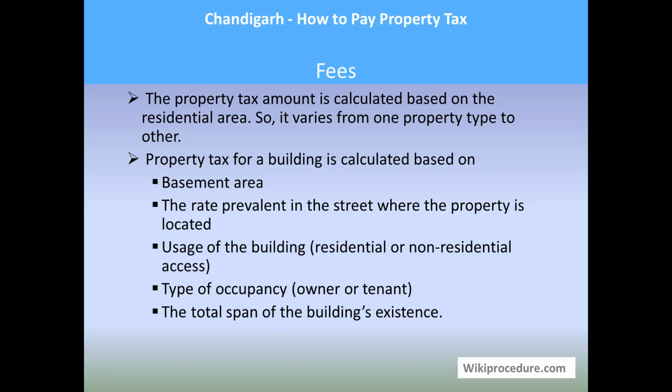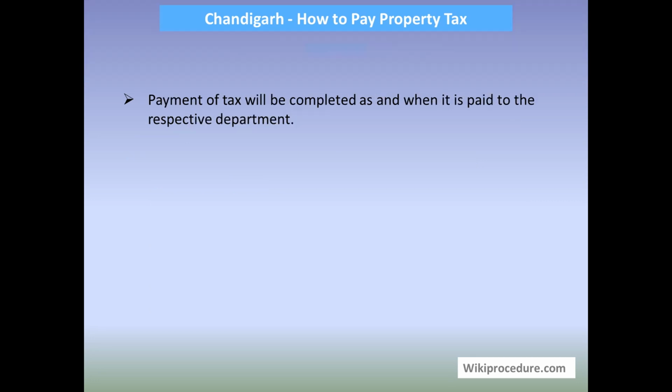Property tax for a building is calculated based on the basement area and the rate prevalent in the street where the property is located, that is the benchmarked amount. Usage of the building, whether residential or commercial, type of occupancy, owner or tenant, and the total span of the building's existence are all factors considered for evaluating the property tax amount. Processing time: payment of tax will be completed as and when it is paid to the respective department.